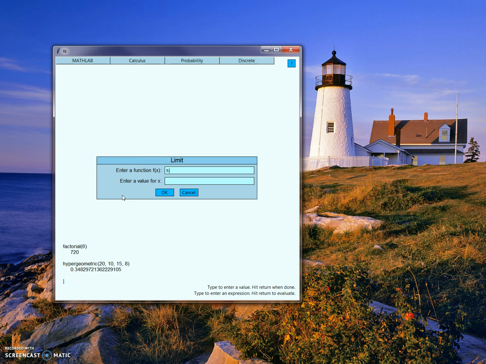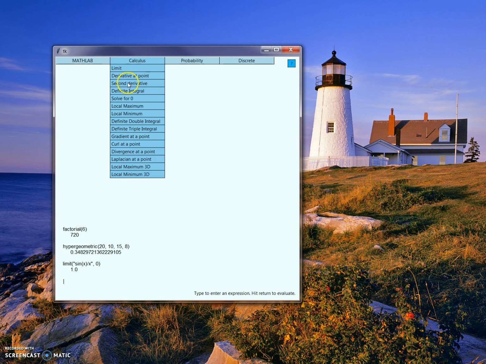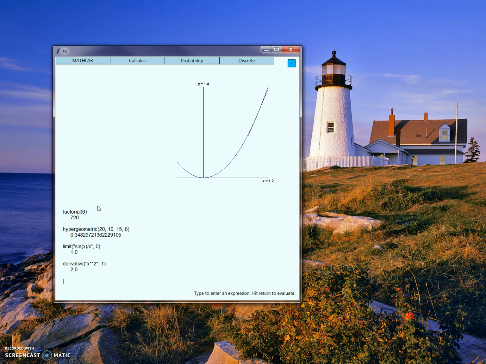For example, let's just look at our function. Let's say that we look at the function sine x over x at a value of 0. Now geometrically, we can prove that this limit is going to evaluate to 1. And we find through MATLAB that in fact it does. Now let's try some other things. For example, we can find a derivative. Let's just say that we find the derivative of x squared at 1. We expect that this is going to return 2, and in fact it does. And we can also see that in this picture right here.